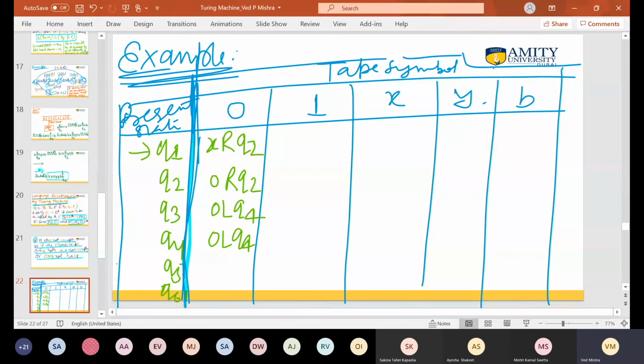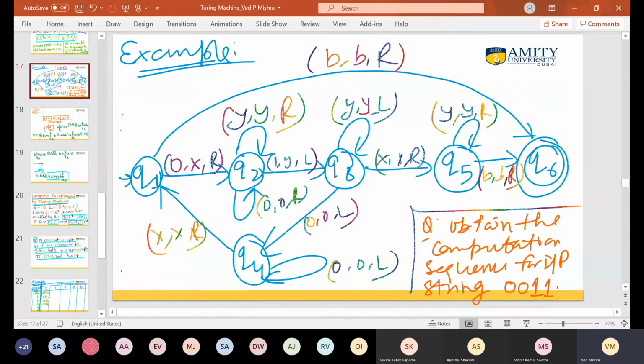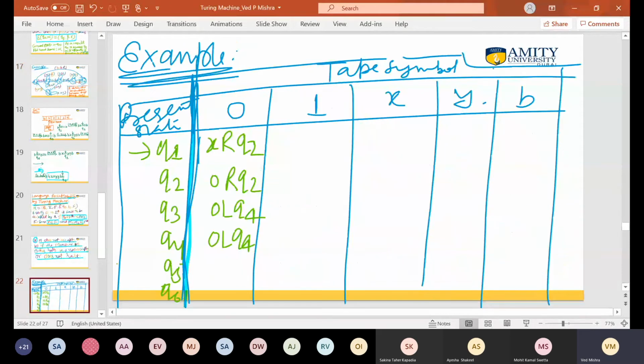Now, is anything having a 1 input? I think Q2 is having only one input; no other state has a 1 input. So check Q2 with 1 input: Y L Q3. So you will write Y L Q3.